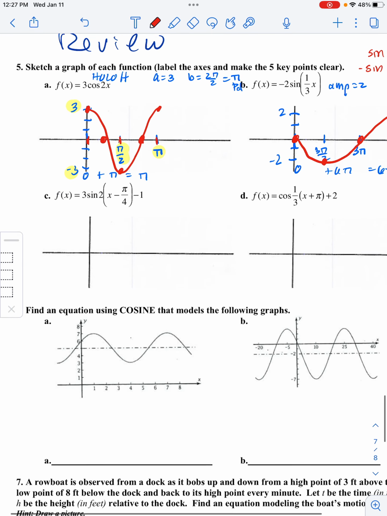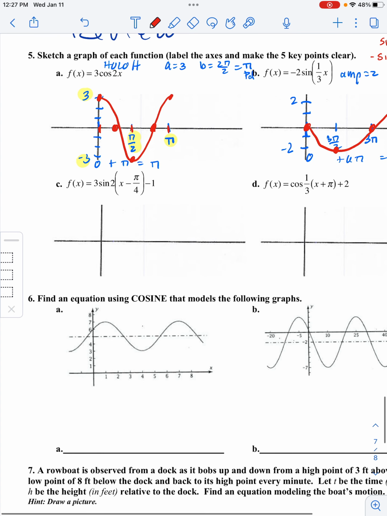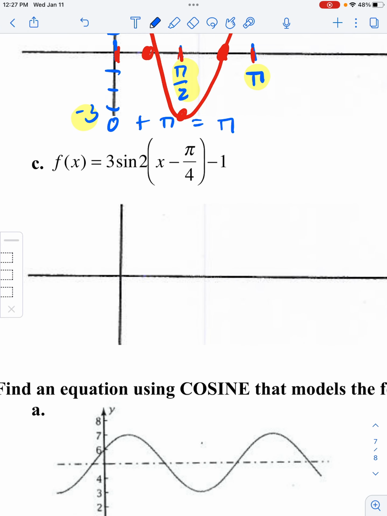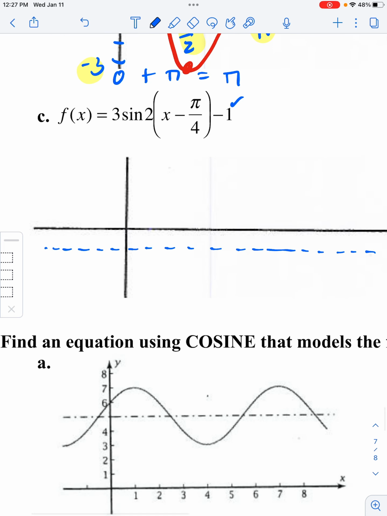Okay, here's where the fun begins, because it looks like I'm going to have some shifting around in this next one. And so I need to think about that first. This is going to go down 1 because of that. So I'm going to go to my graph, and I'm going to sketch in that midline where my zeros will be, 1 below. The amplitude is 3, so it's going to go 1, 2, 3 above that, and 1, 2, 3 below that. And since this was at -1, this is going to be down at -4.